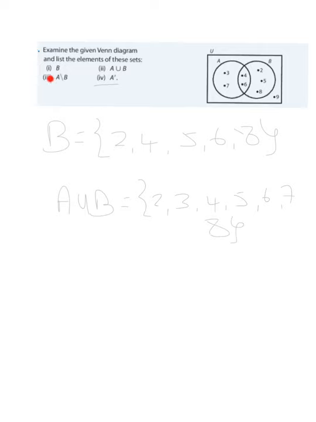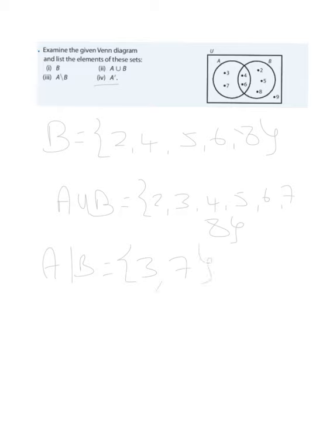Okay, the third question is A stroke B. We know that stroke, which we did today, is set difference. That means A less B. So what is A less B? It's the part of A only, or A without B. This is the A and B intersection, so we have to take out the B part. So it's A only: 3 and 7. So A less B is 3, 7.